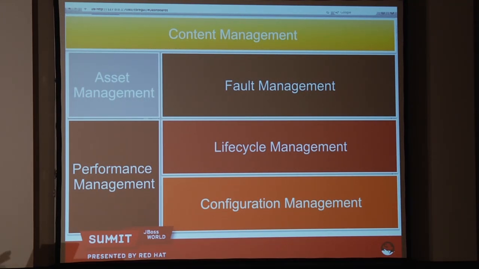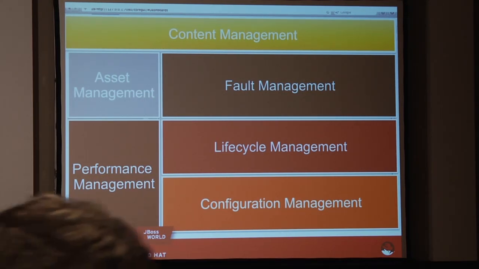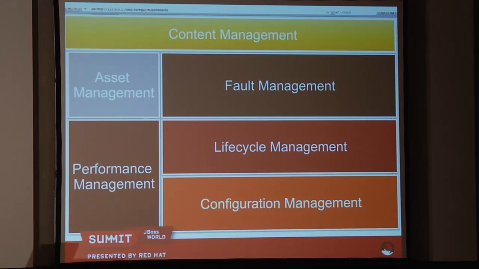All right, so JBoss ON right now is, I can't remember how exactly Charles described it earlier. It's a systems management tool. Systems management is a lot of different things, right? So what JBoss ON does is asset management, performance management, fault management, lifecycle management, configuration management, and a little bit of content management in there as well. But JBoss ON itself is a big black box, right? You don't get to just pick and choose these things. You get it all, whether you want it all or not.